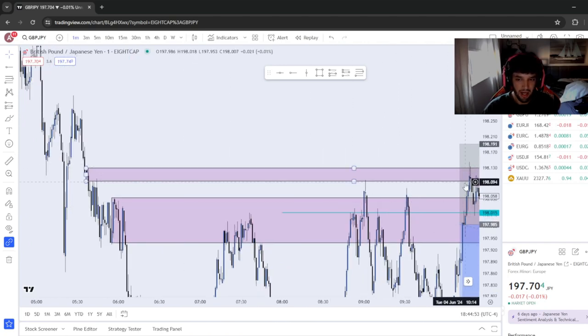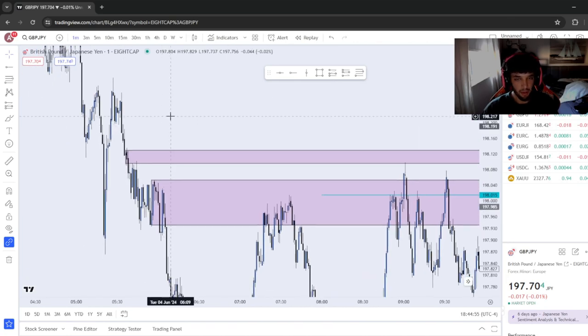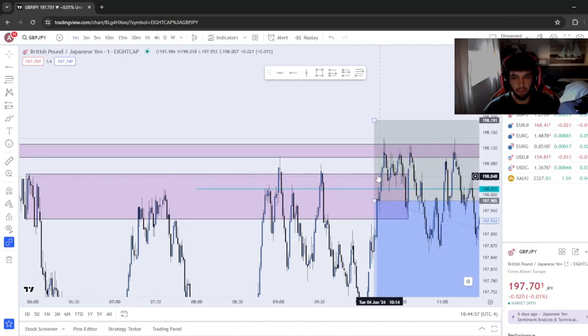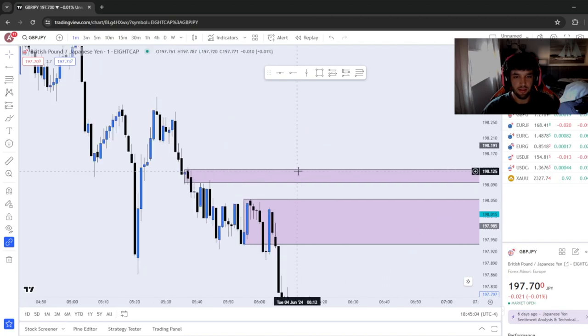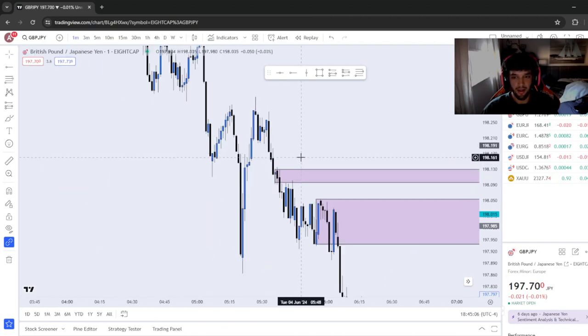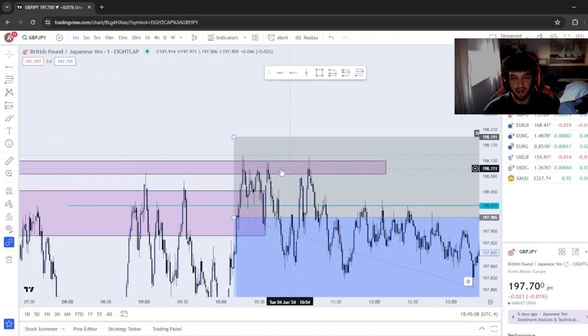I saw that it kept breaking out. Why is it breaking out? I'm like, why does it keep breaking out above this order block? But I'm still bearish, right? So I'm like, okay, let's see what it is. We see this 1 minute order block, right? That was getting respected a bunch of times.